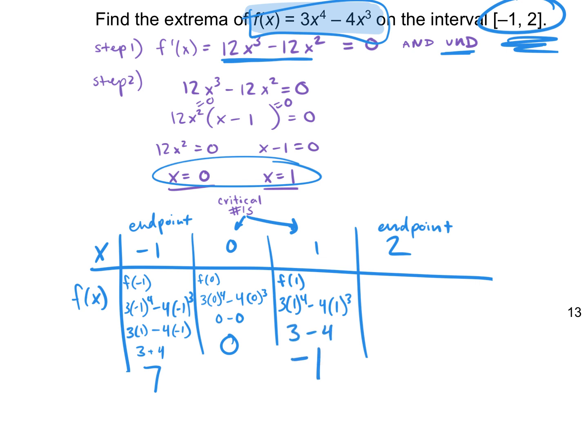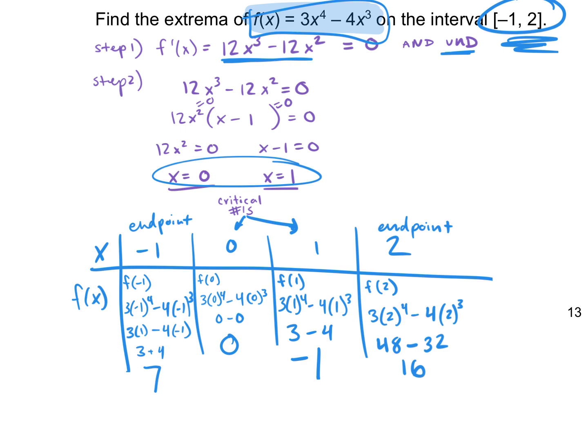And then lastly, let's find f of 2. So 3 times 2 to the 4th power minus 4 times 2 cubed. 2 to the 4th power would be 16, and 3 times 16 is 48. 2 cubed is 8, and 4 times 8 would be 32. 48 minus 32 would be 16.